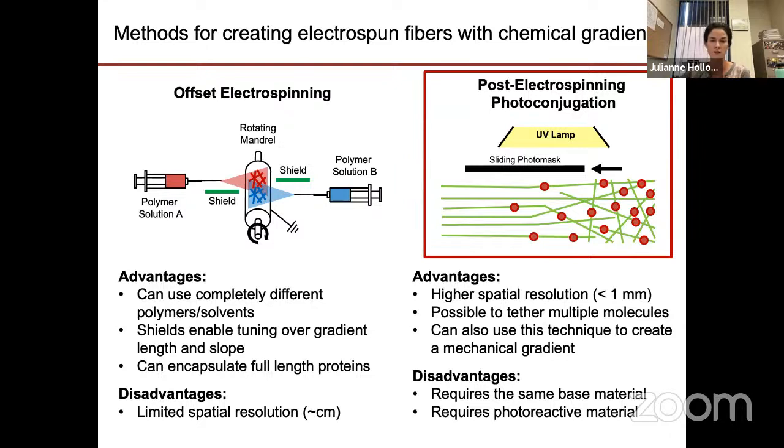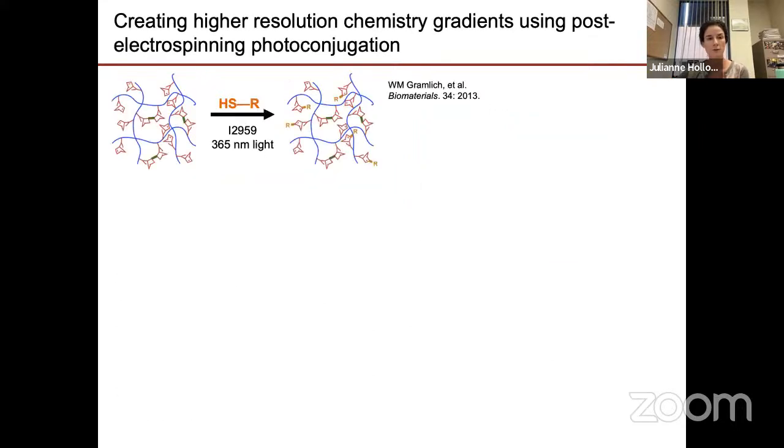And it requires the same base material, which was not a concern for us. So the way this works is, as I mentioned, we were using norbornene thiol chemistry to do the photoconjugation. You can see the reaction scheme here. The norbornene groups will react with the thiol group in the presence of UV light.